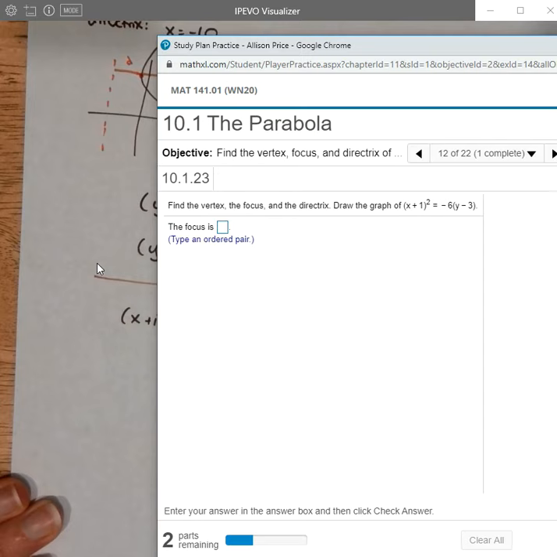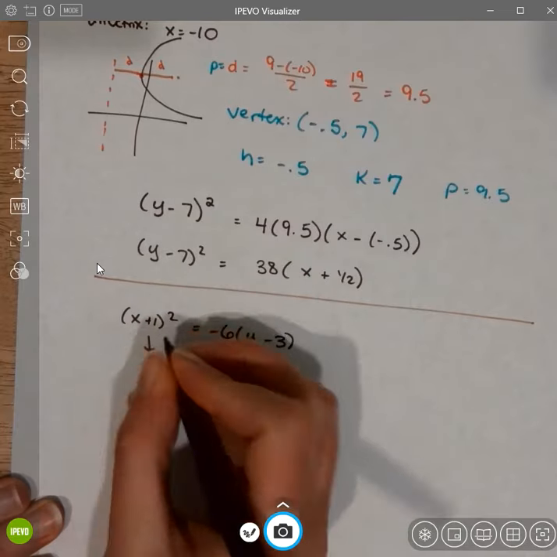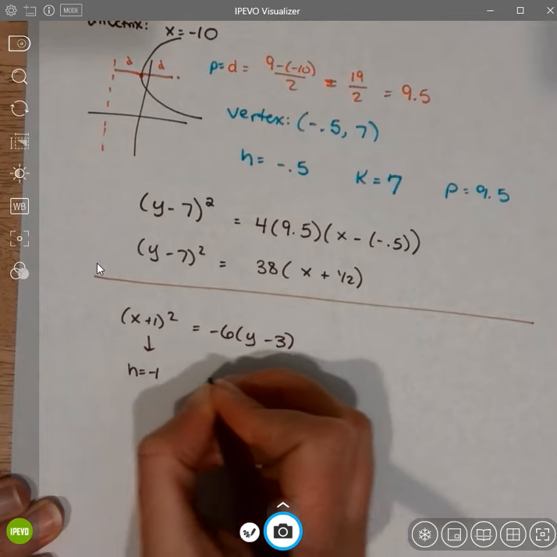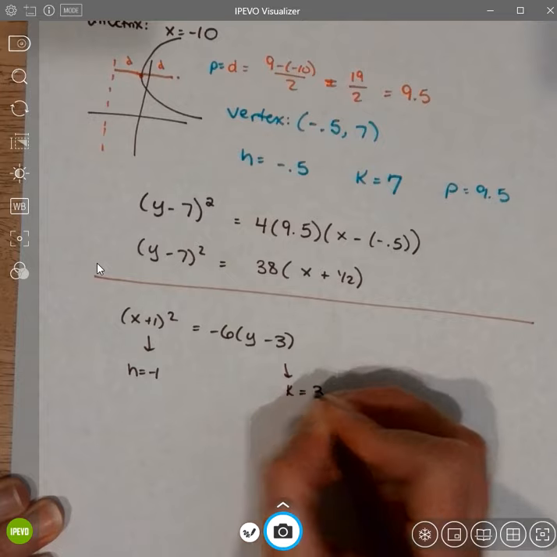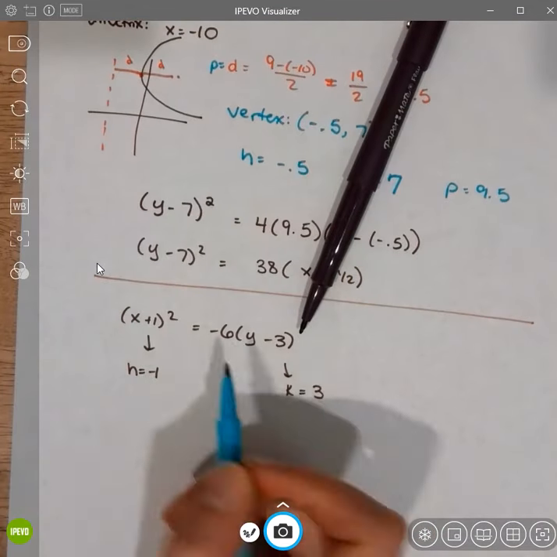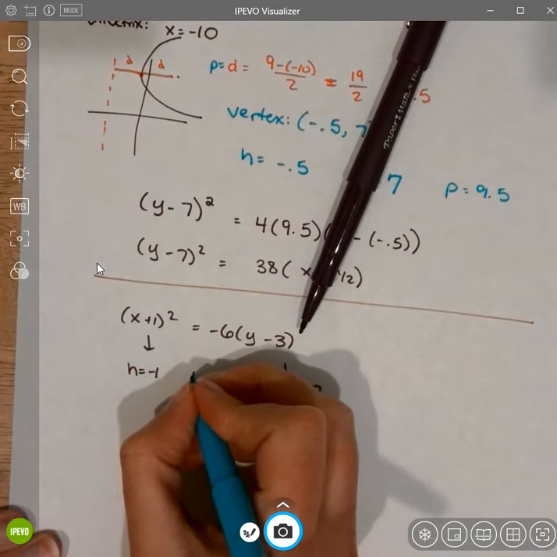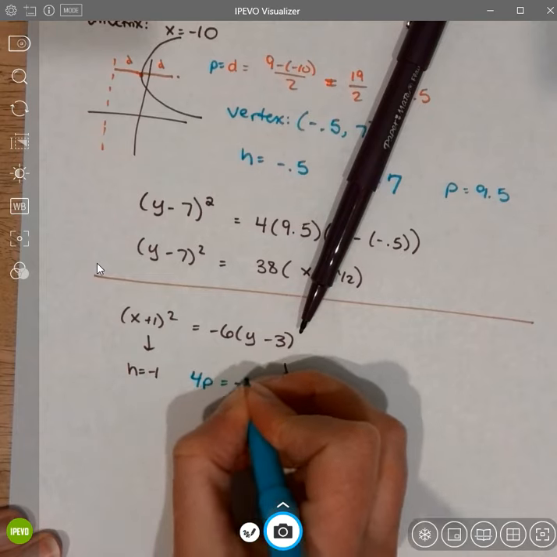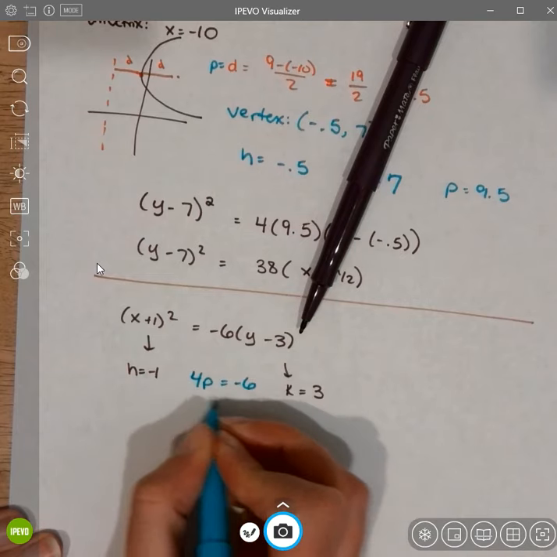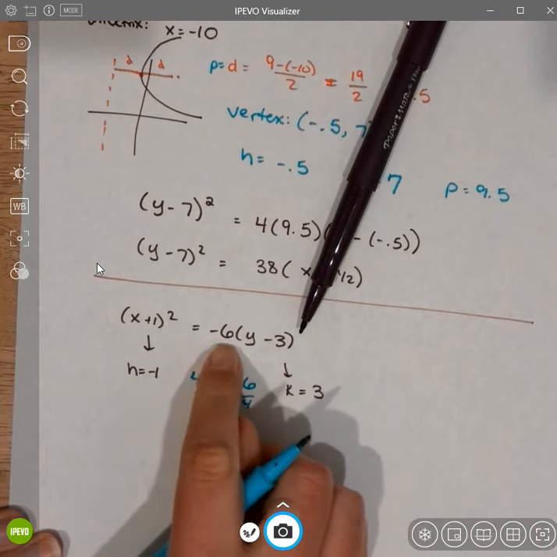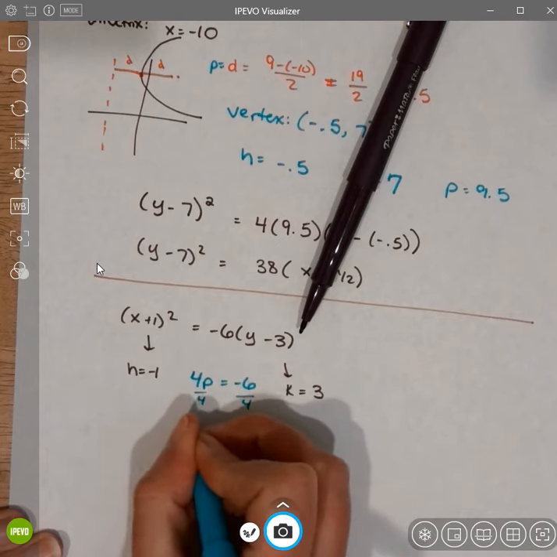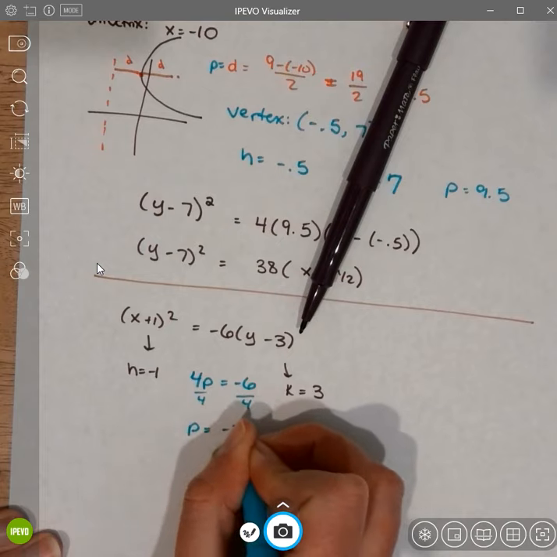So it's (x plus 1) squared equals negative 6 times (y minus 3). So from here, I know that the h value is negative 1. I know that the k value is 3. And I know that 4 times the p-value is negative 6. So if I solve for the p-value by dividing off 4, remember that's 4 times p out front, then p is negative 3/2, or negative 1.5.